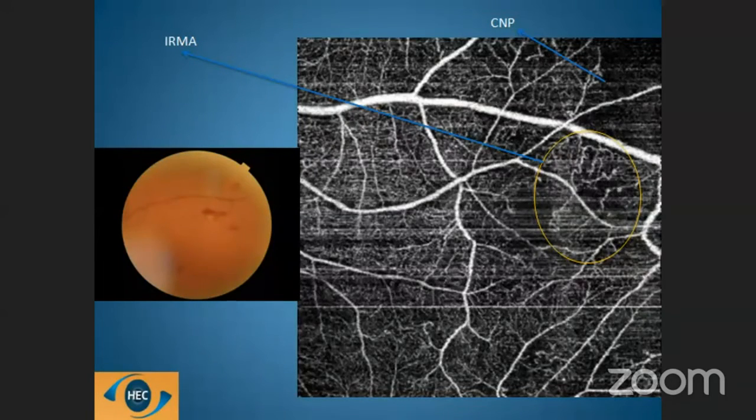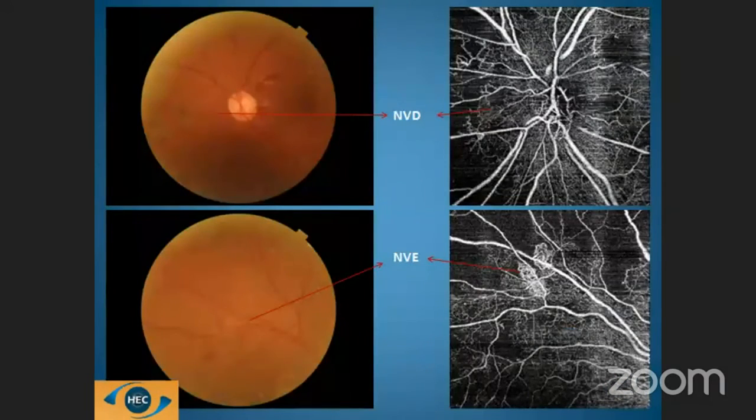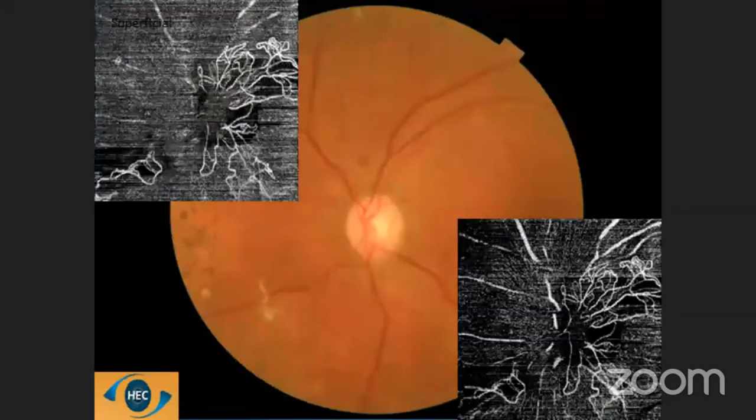Segmentation at the proper level will help us differentiate between IRMA and a new vascular front. So this is at the level of the superficial capillary plexus, and you can see there is an abnormal vascular network, and this is an IRMA. However, when we look at the vitreous section, we can see that there is a front of new vessels. And this is new vascularization of the disc and new vascularization elsewhere, which is very well seen if we do the proper segmentation.